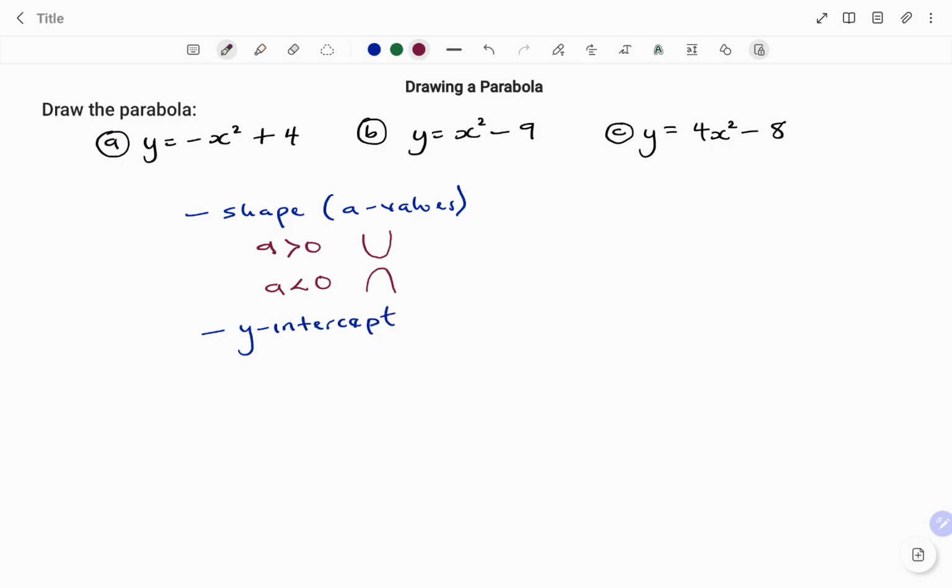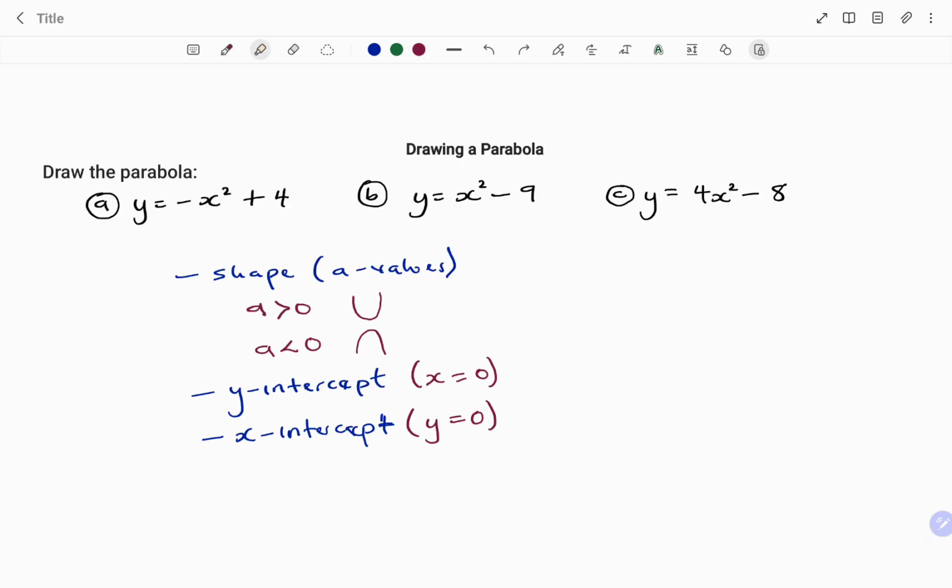Your y-intercept is where your graph passes through the y-axis, and at this point, the value of your x is equal to 0. The last point is your x-intercept, and at this point, the value of your y is equal to 0. That is where your graph passes through the x-axis. With this, I'm going to show you how to draw the following parabola using these three points.